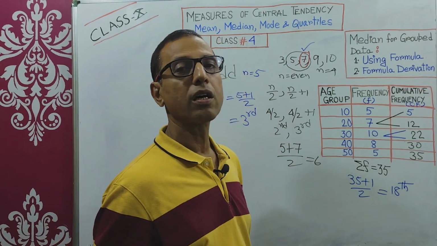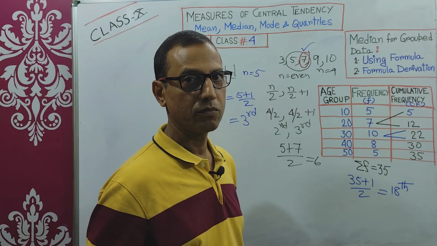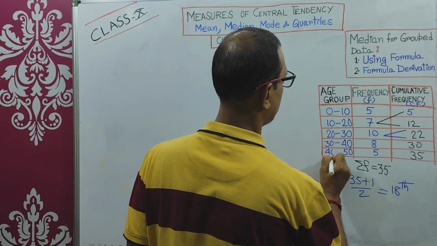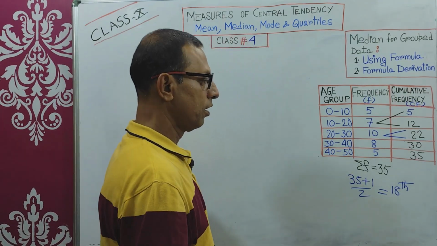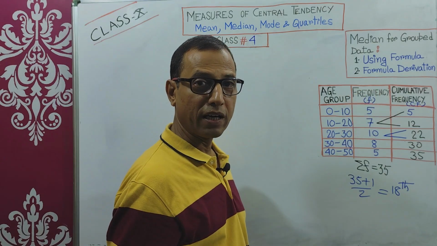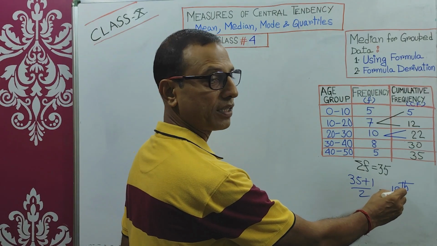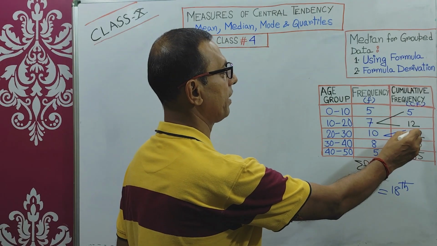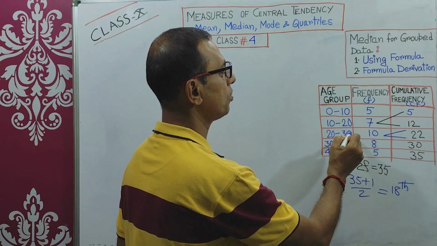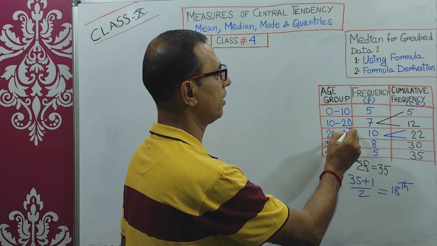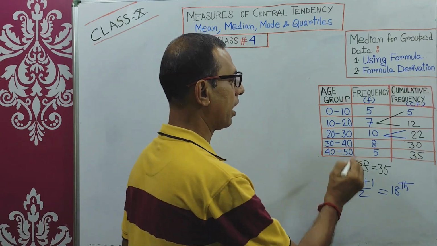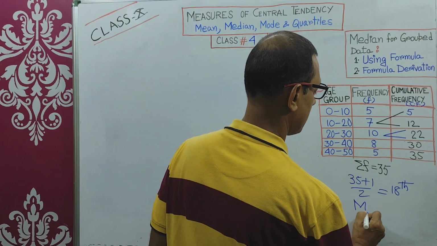Now I will come to grouped data. So for ungrouped data or discontinuous data, you found out the position is the 18th position, and 18 is coming under this range. So that will be 30. It is coming under the 30 bracket, right? So 30 will be the median in that case.